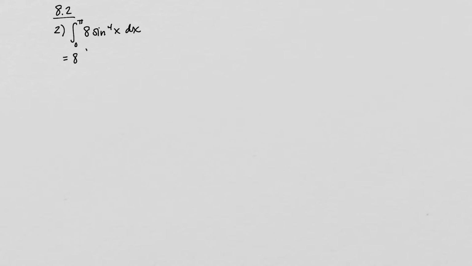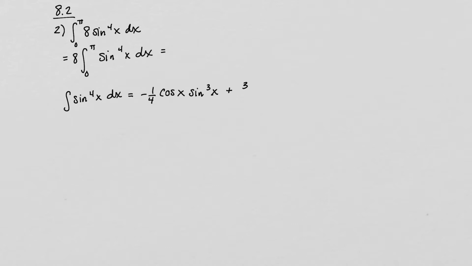So we're going to factor out the 8, so I have 8 times the integral from 0 to pi of sine to the 4th x dx. We're going to come back and figure out what this is with the 8 and the limits of integration, but let's just work on the integral first, without the limits of integration. So sine to the 4th x dx. If I use a reduction formula, this is going to end up being negative 1/4 cosine x sine cubed x plus 3/4 the integral of sine squared x dx.